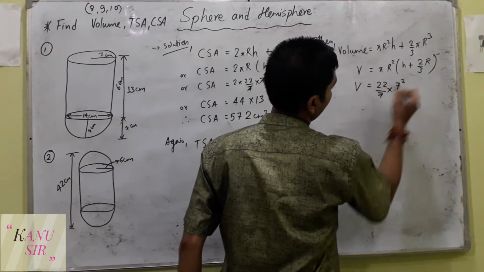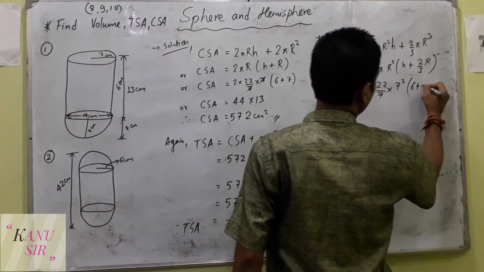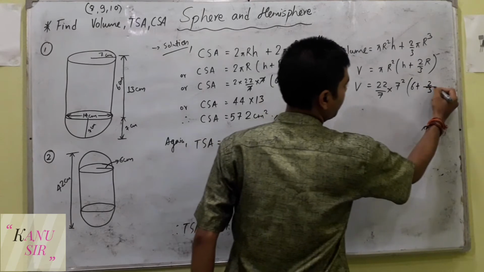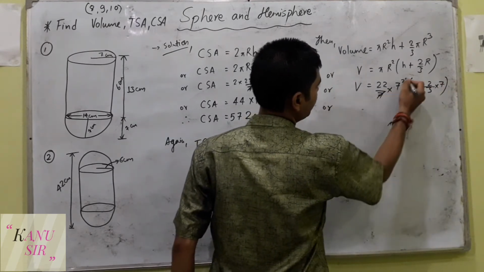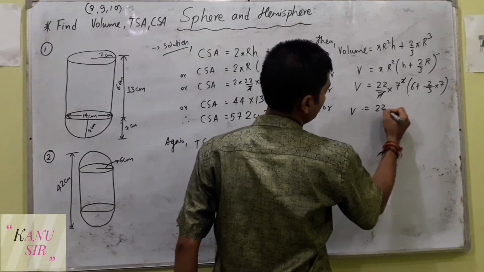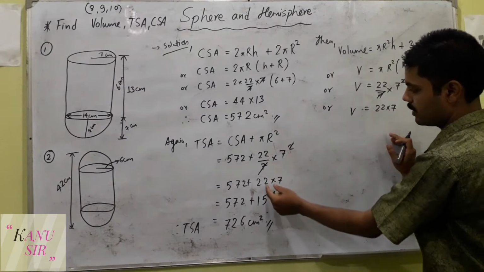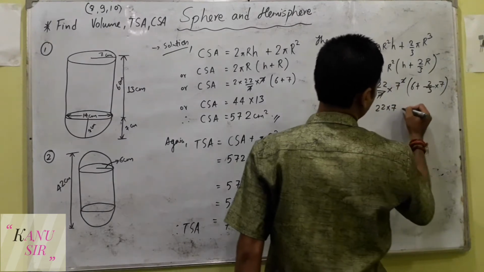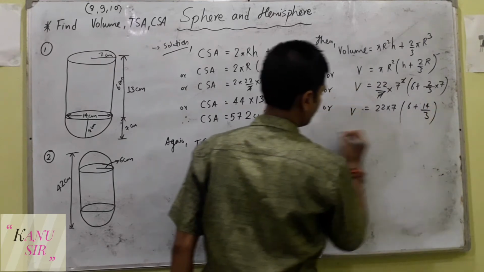R square is 7 square. Height of a cylinder is 6 plus 2 upon 3 R, R is 7. Or one 7 is cancelled here. V equals to 22 by 7. You don't have to multiply it again. Here we have done 22 by 7 is 154. And 6 plus 2 7 14 by 3.